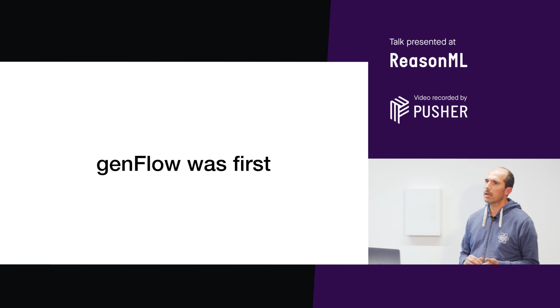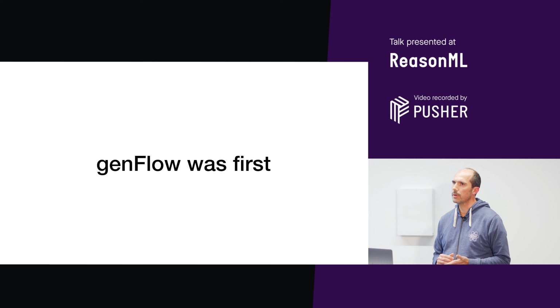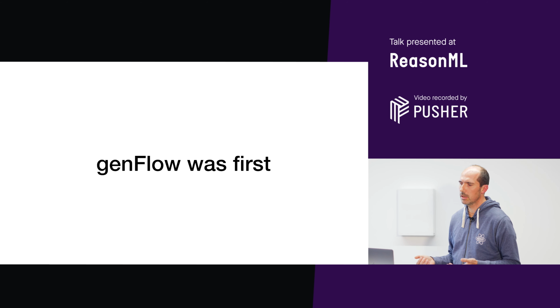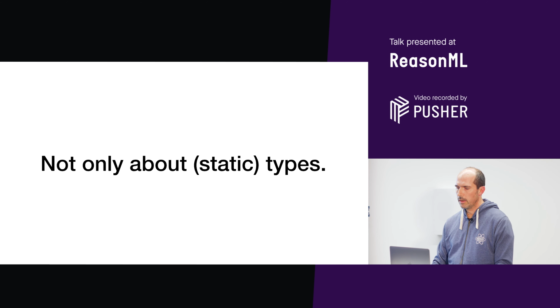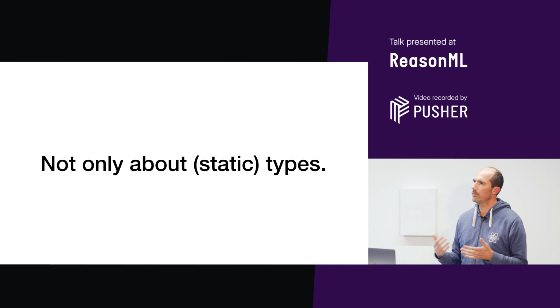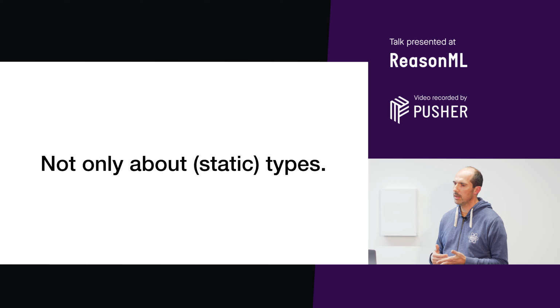Initially, the project was called genFlow, and it actually came out of embarrassment. The embarrassment was, well, we have typed JavaScript with Flow, we have Reason, and then we have interop, but at the barrier, it's completely untyped. So we need to do something about that. That was the initial goal: let's try to do more typing between Flow and Reason. And then the project has evolved in scope and in the number of things that it does.